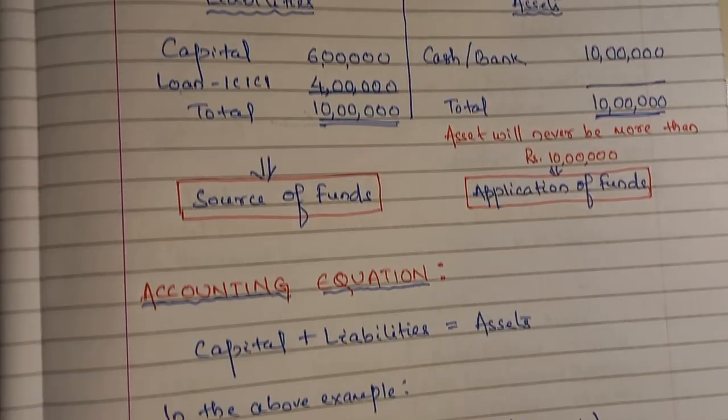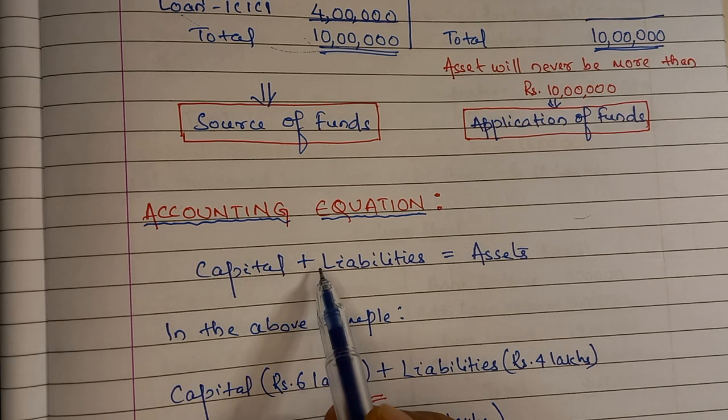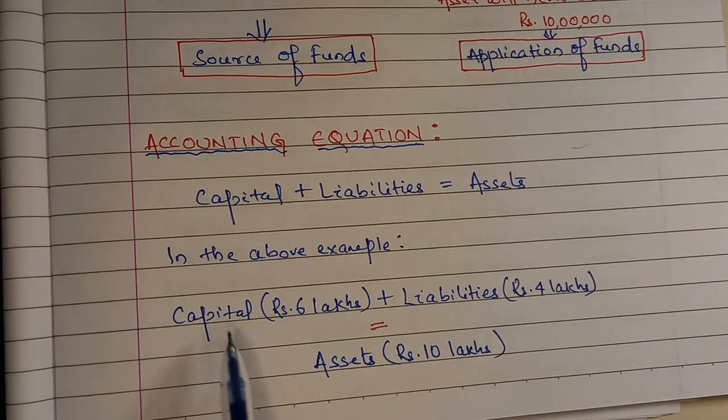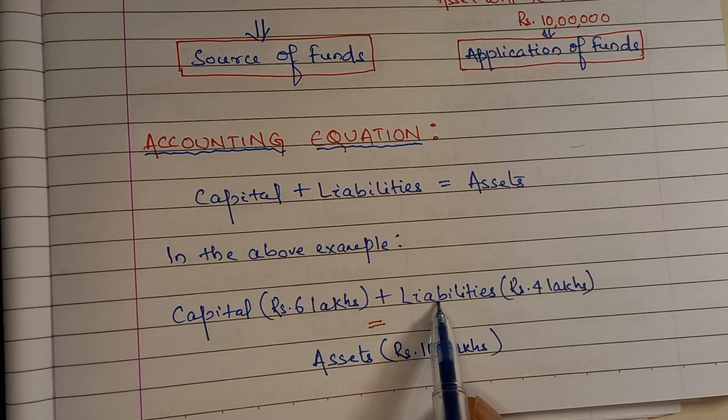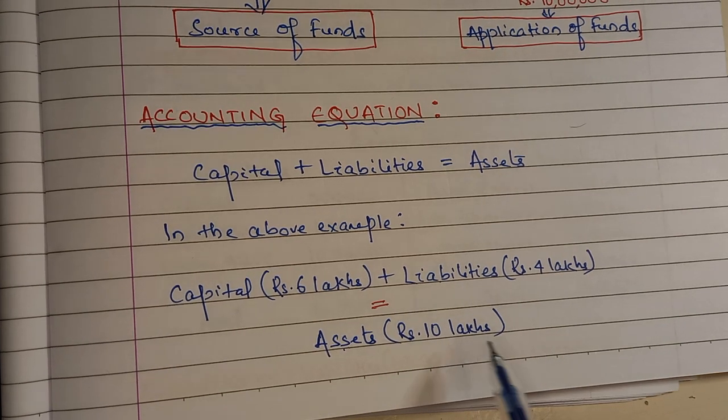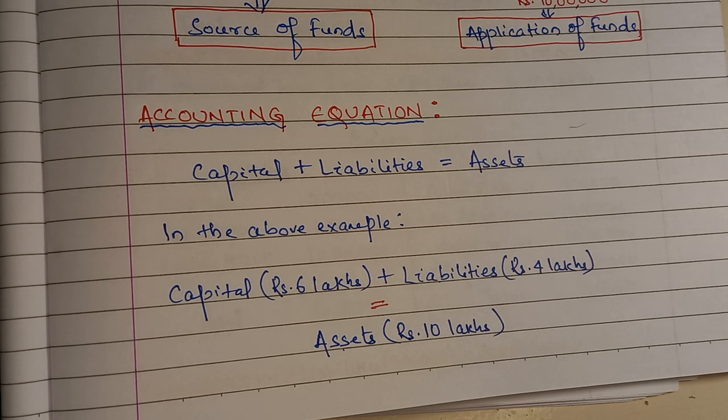So based on this, the formula is derived: capital plus liabilities equals assets. In the above example, capital is 6 lakh rupees, liabilities is 4 lakh rupees, and the asset created is 10 lakh rupees. We'll go through one more example to have more clarity about accounting equations.